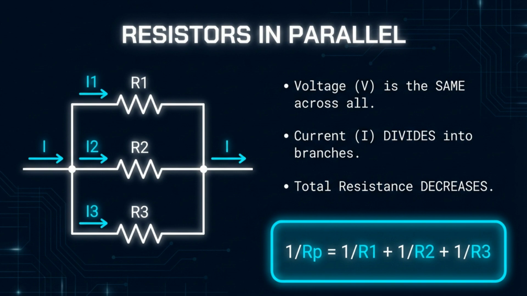In a parallel circuit, the voltage is the same across all resistors, while the current divides into branches. Total resistance decreases, and the reciprocal of the equivalent resistance is the sum of the reciprocals of individual resistances.